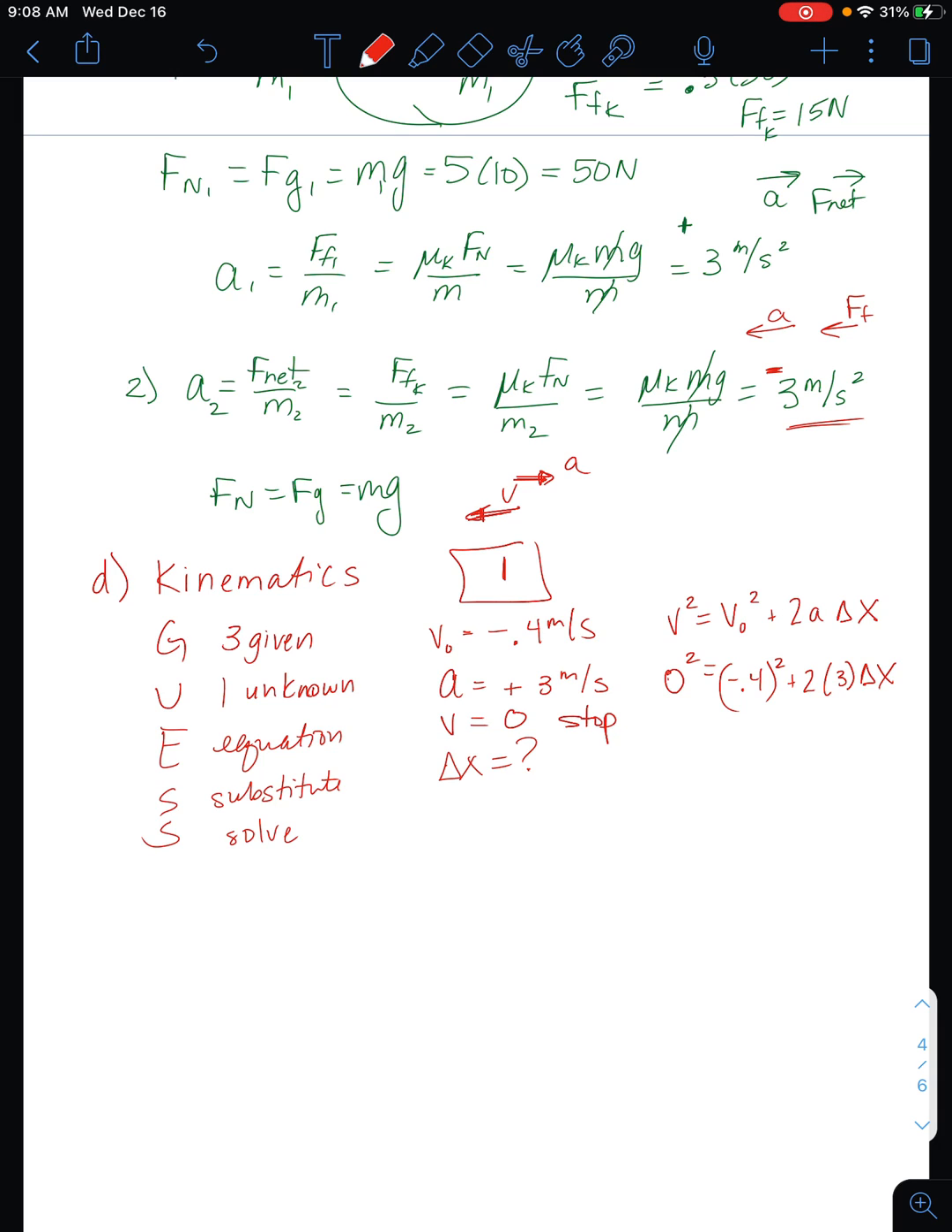And so now I have to do some math. 0.4 times 0.4 is 0.16. I have to subtract it over. Negative 0.16 equals 6 delta x. And so divide by 6. 0.16 divided by 6, it's going to be that delta x equals negative 0.026027 meters. This negative means that it moved to the left 0.027 meters from where it started.